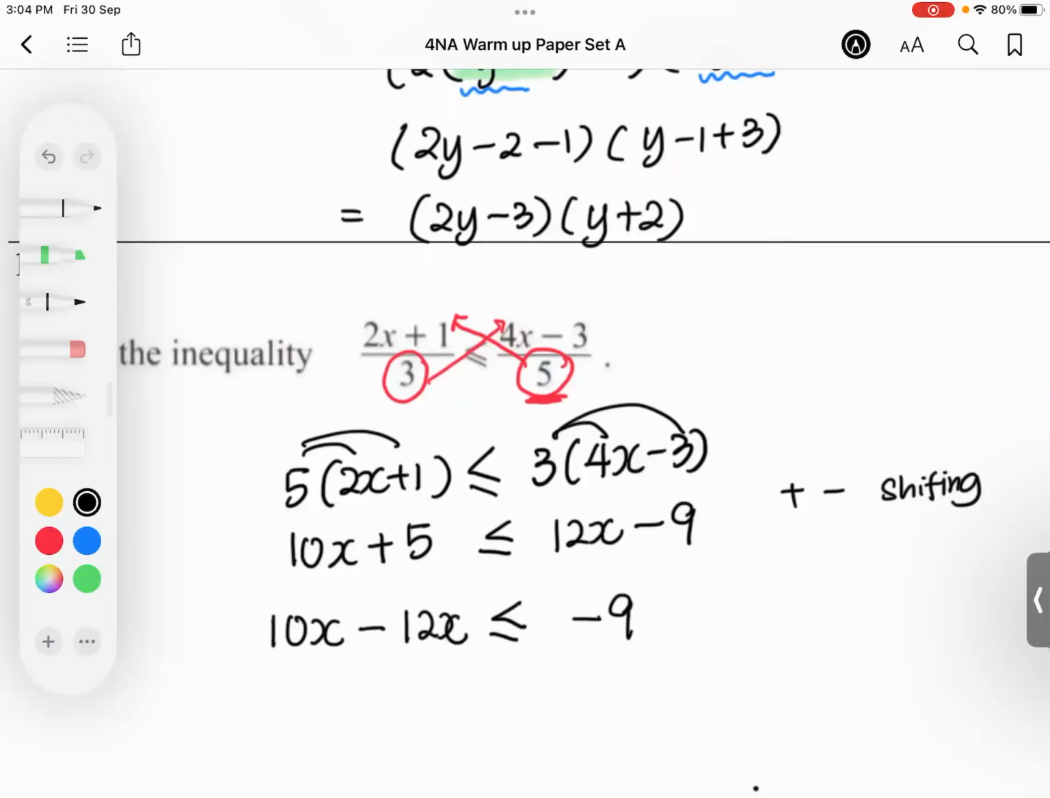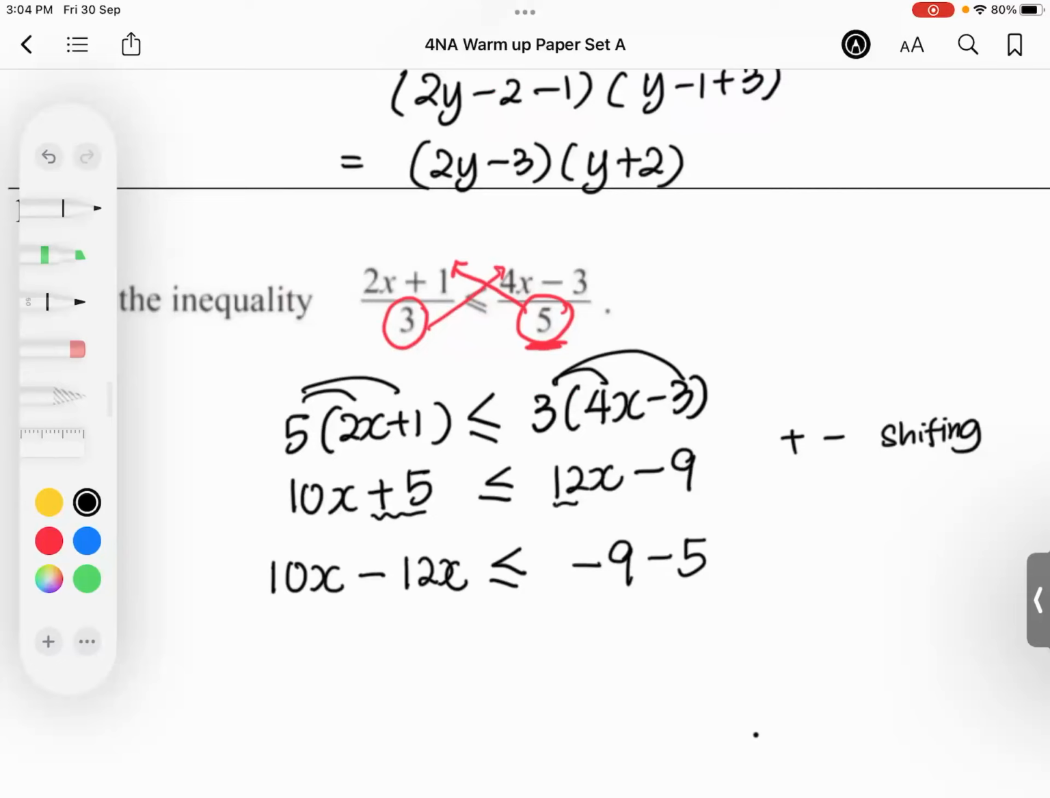So negative 9 stays here. This is positive 5, bring over, become negative 5. This one is a positive 12, bring over negative 12. I'm shifting only. I'm not doing multiplication, division of negative numbers. My inequality sign stays the same. Now this one is negative 2x, then negative 14. Okay, negative 9 minus 5 is not negative 4. Please use the calculator, negative 14.